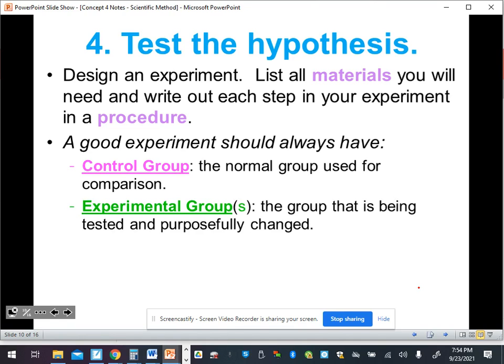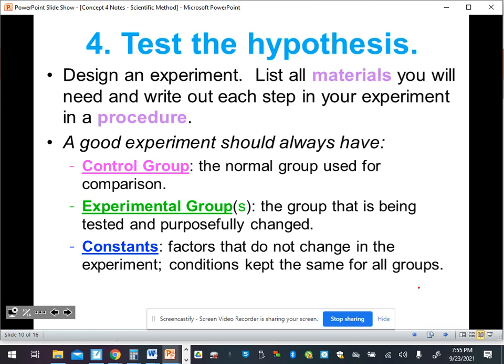Then my experimental group or groups are the group that is being tested and purposefully changed. So this would be my Gatorade group. You can even take this a step further and have one group drink juice. Maybe another group drinks pop or coffee. You could really branch out and do this in a number of ways and add a couple of different experimental groups. So the group that is being tested and purposely changed.